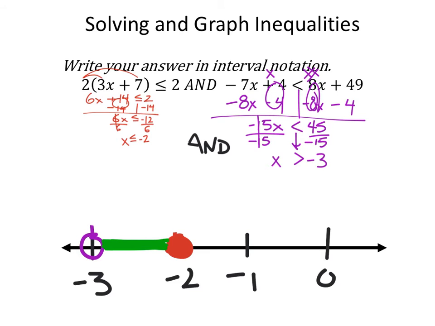Well, if that's the graph, then what's the interval? It starts at negative 3. It's not included, and it goes all the way to the right to negative 2, which is included, so we get a square bracket.